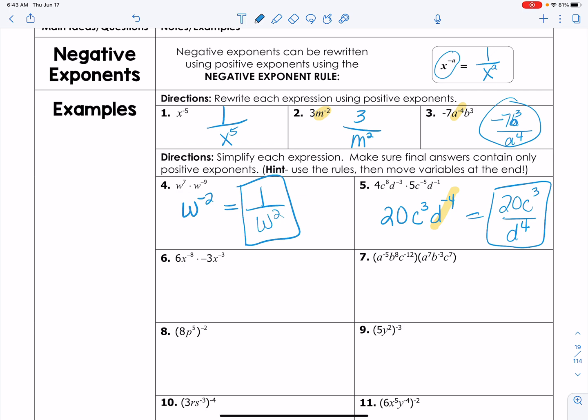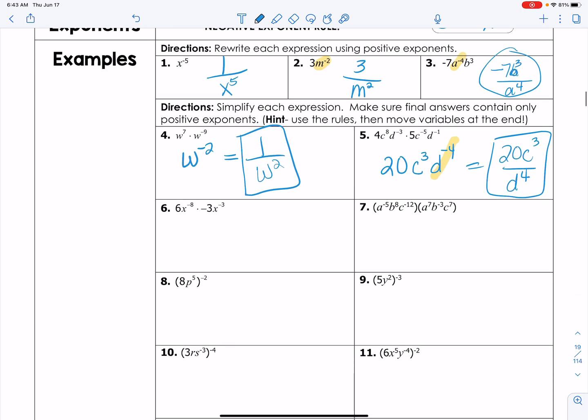Okay? So again, I would do your simplifying first. Negative 18, x to the negative 11. The only one that is a negative exponent is the x. So the negative 18 stays on the top. Okay, and then let's take a look at this one.